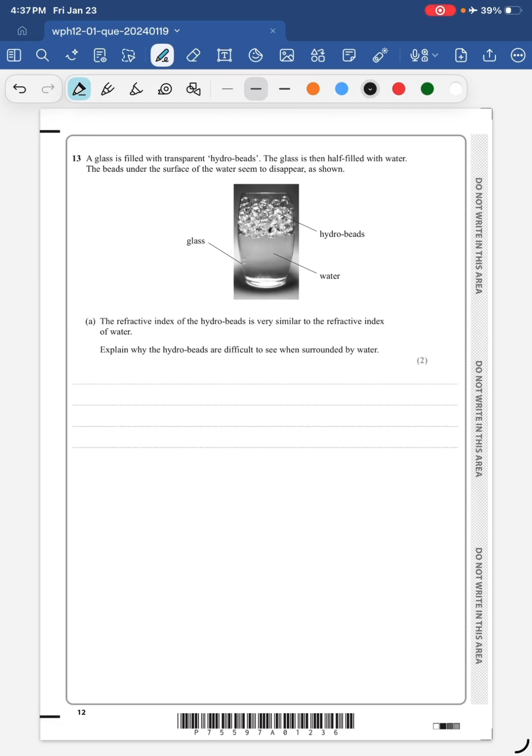to question 13. A glass is filled with transparent hydrobeads. The glass is then half filled with water. The beads under the surface of the water seem to disappear, as shown. They do disappear. Okay, I didn't realize that it's filled with hydrobeads. The refractive index of the hydrobeads is very similar to the refractive index of water. Explain why the hydrobeads are difficult to see when surrounded by water.